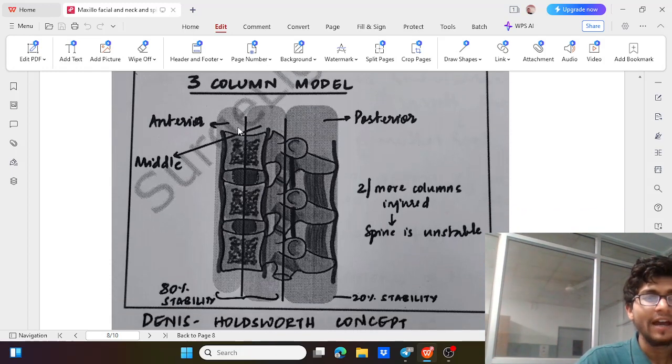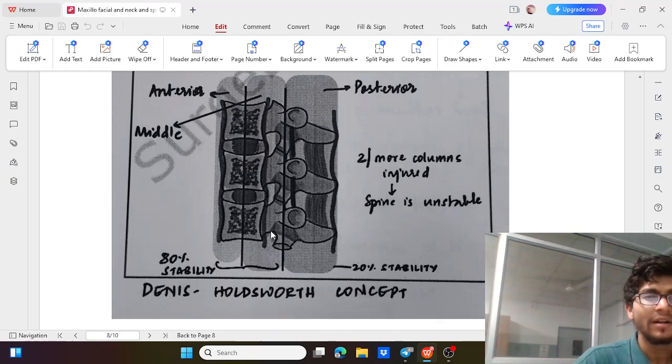Here we have the anterior column, which includes the anterior part of the vertebral bodies. Then the middle column, which includes the posterior part of the vertebral body and some part of the posterior elements, and the rest, the posterior column, is completely the rest of the posterior elements of the vertebra, the transverse process, the spinous process and all that.